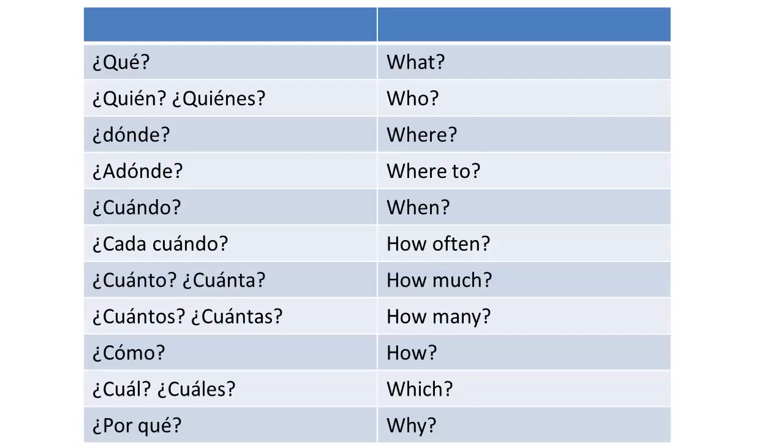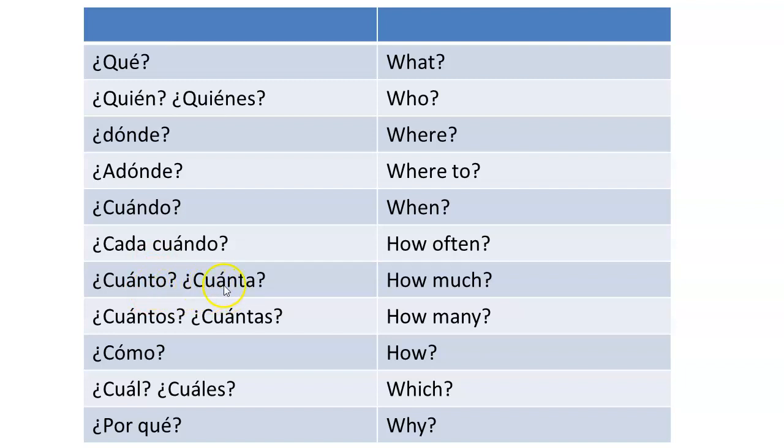Let's take a look at all of the major interrogatives here in Spanish. We start off with qué, which means what. ¿Quién? means who. If you're talking about more than one person, it's quiénes. ¿Dónde? Where. Where to? ¿A dónde? ¿Cuándo? When. ¿Cada cuándo? How often. How much? ¿Cuánto? ¿Cuánta?